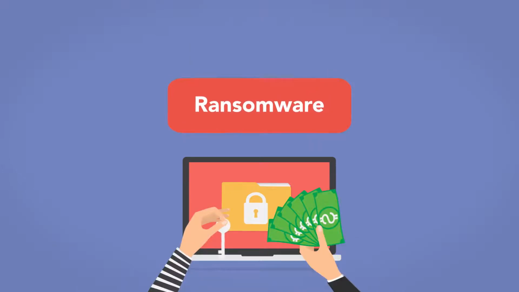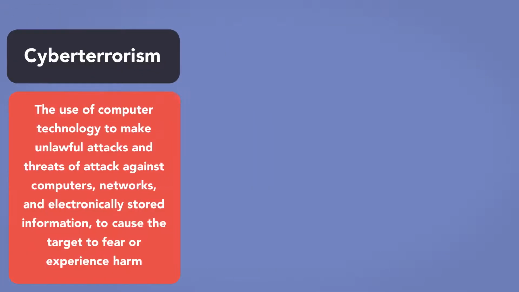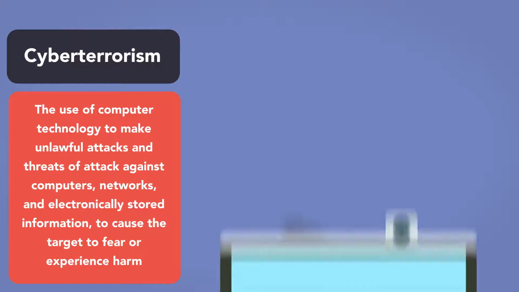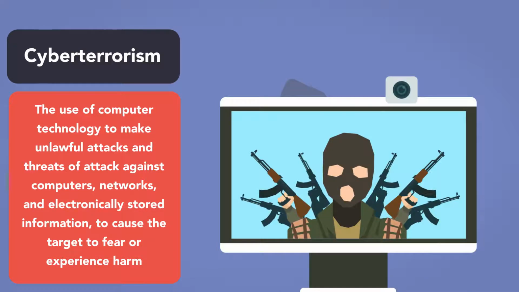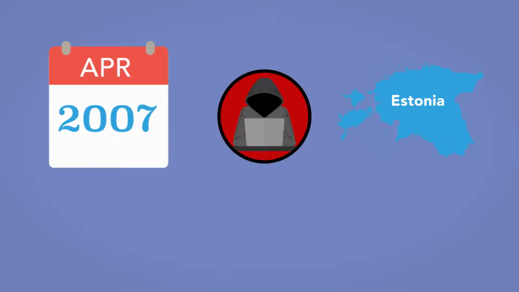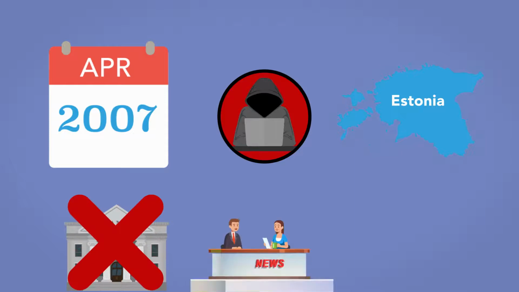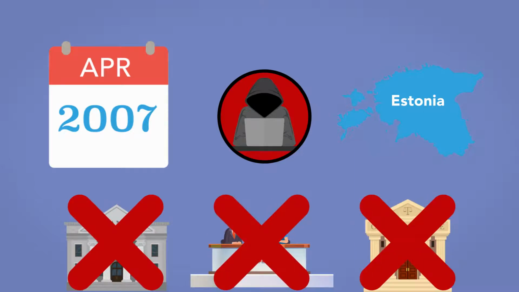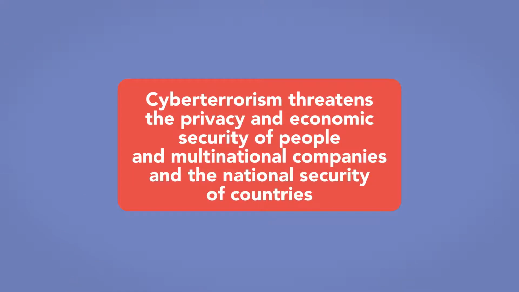And ransomware. Cyberterrorism is the use of computer technology to make unlawful attacks and threats of attack against computers, networks, and electronically stored information to cause the target to fear or experience harm. One of the most devastating episodes occurred in April 2007, when spammers hit Estonia with major cyber attacks that disabled and shut down banks, media outlets, and government agencies throughout the country for weeks on end. Cyberterrorism threatens the privacy and economic security of people and multinational companies and the national security of countries.